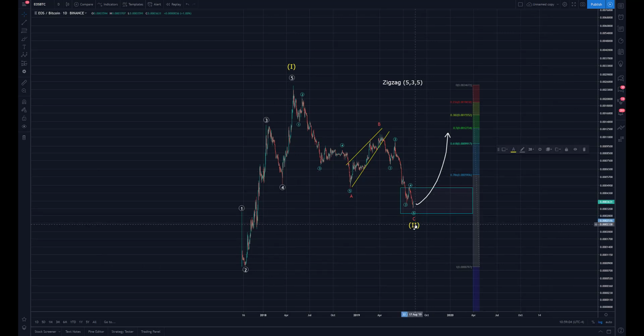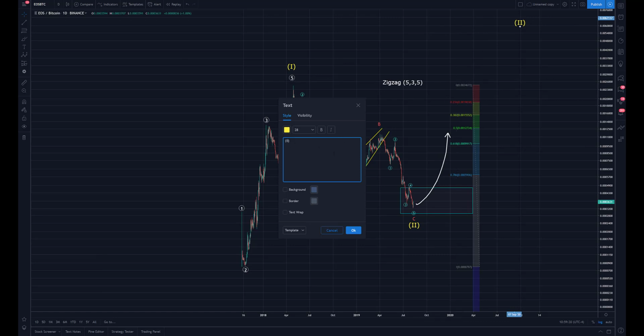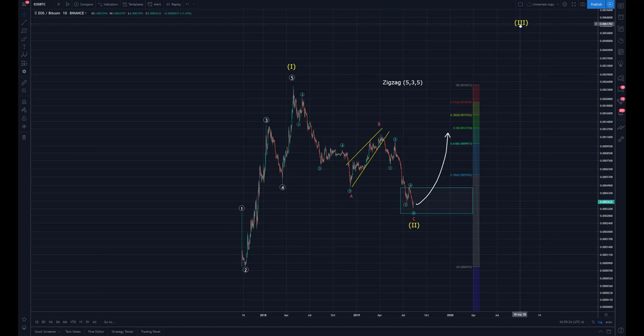So if we have wave yellow 2, what do you think we have next? Somewhere up here, I don't know where, is going to be wave 3. And that is what we are preparing for on hedging.com. So we take trades based on conviction setups, high conviction setups. And I think this is one of them.